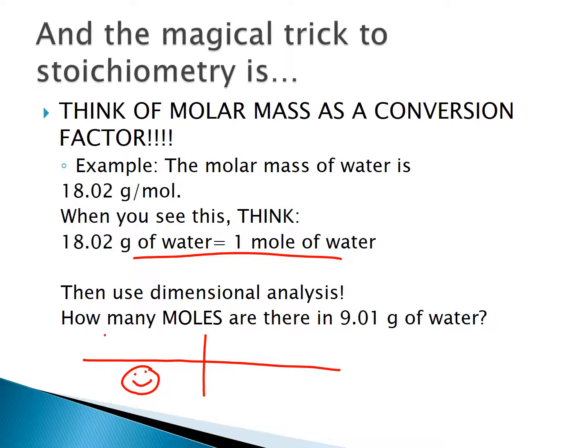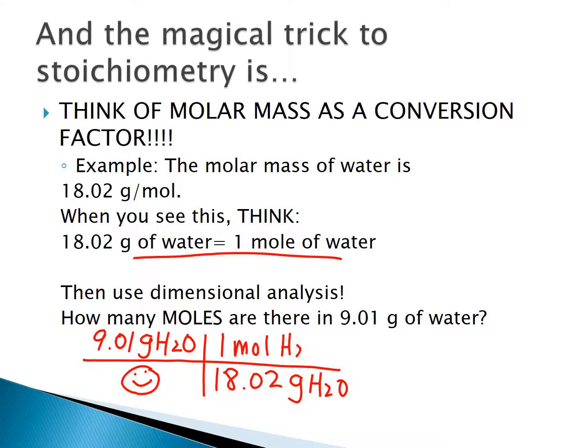We're starting with 9.01 grams of water. Now, when you're putting your units into the problem, be very specific. It's very important that you be very specific because you're going to need those units to figure out how to use the conversion factor. So I'm going to use my molar mass conversion factor, and I will put 18.02 grams of water down below for every 1 mole of water up above. And I see that 9.01 times 1 divided by 18.02 is 0.5 moles of water.